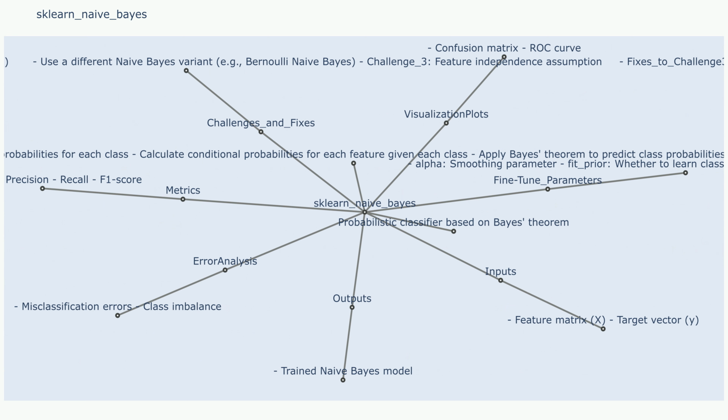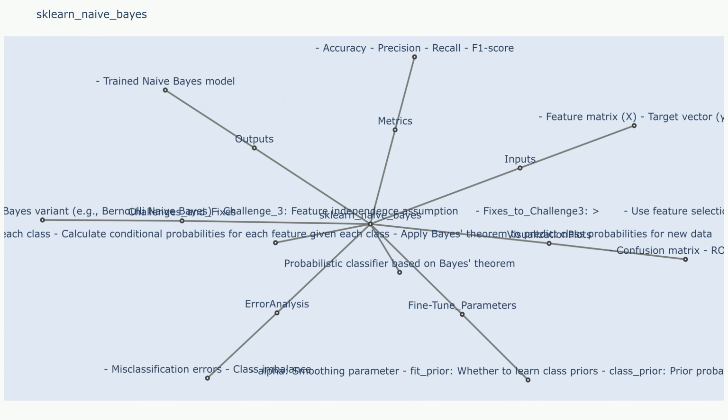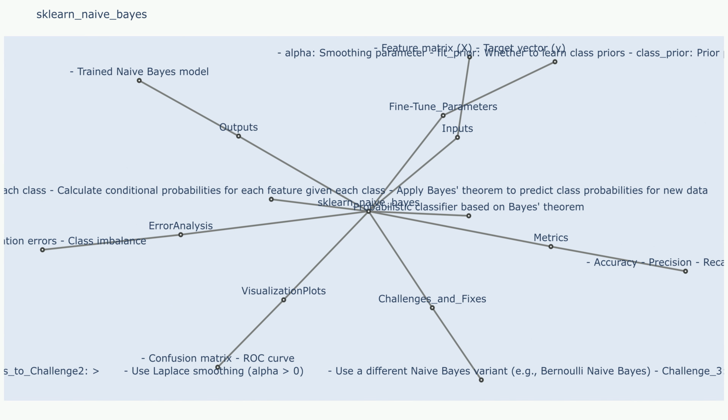Fine-tune parameters. Alpha: the smoothing parameter for the probability estimates. A higher value of alpha corresponds to stronger smoothing, which can help to prevent overfitting, especially when there are few samples in the training data. Fit prior: a Boolean value that determines whether to learn the prior probabilities of each class from the training data. If set to false, the prior probabilities are assumed to be equal for all classes.